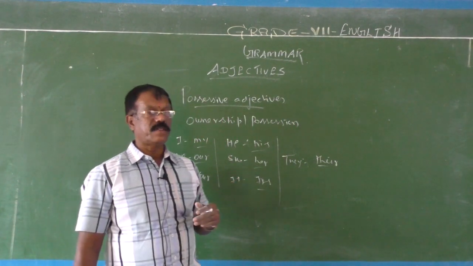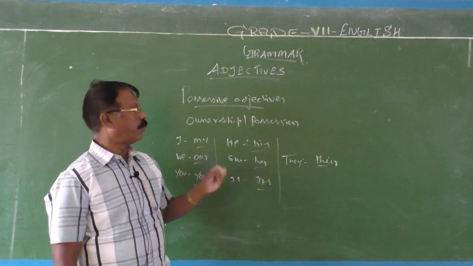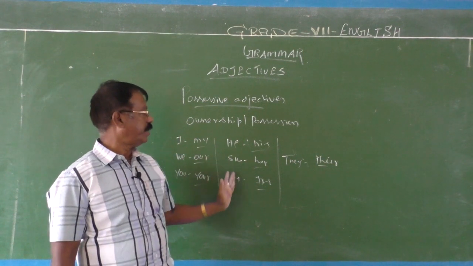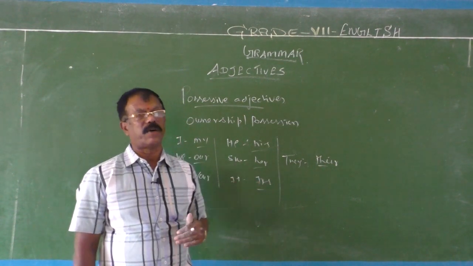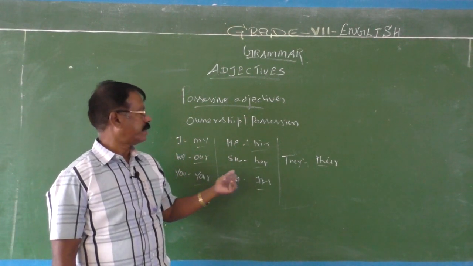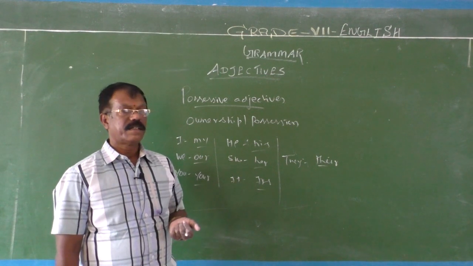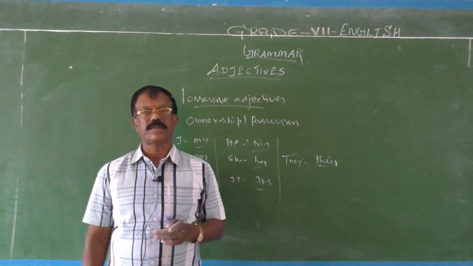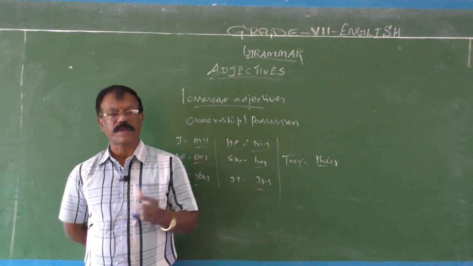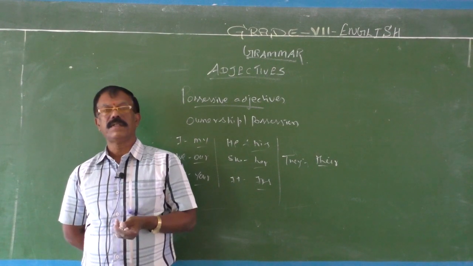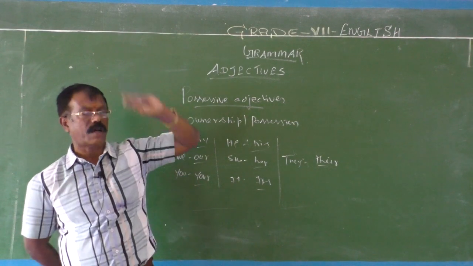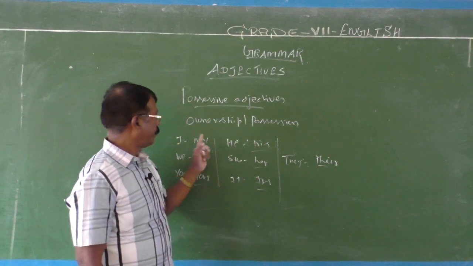Okay. In all these cases, you can find one thing. It refers to the ownership or possession. So, see the first, I, we, you, he, she, it, and they are called subjective pronouns. So, my, our, your, his, her, its, their are called possessive adjectives. So, you should know the subjective pronoun, objective pronoun, and then possessive pronouns and possessive adjectives also.